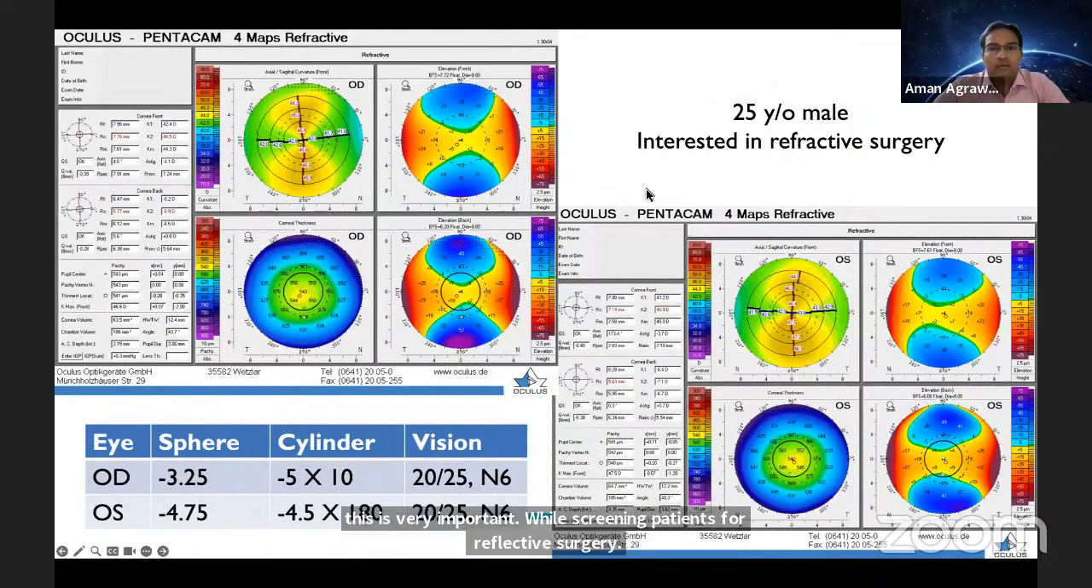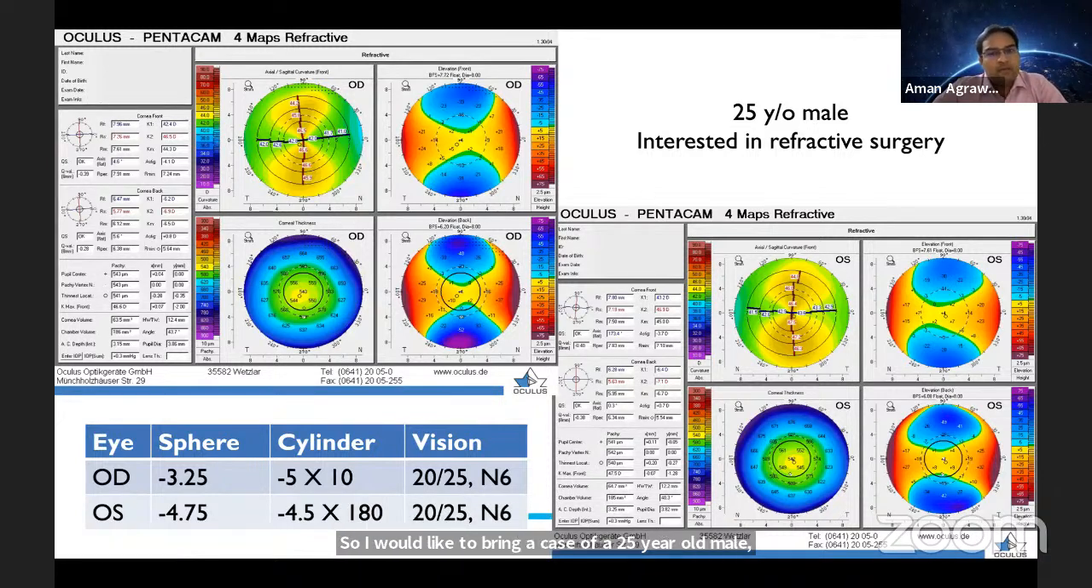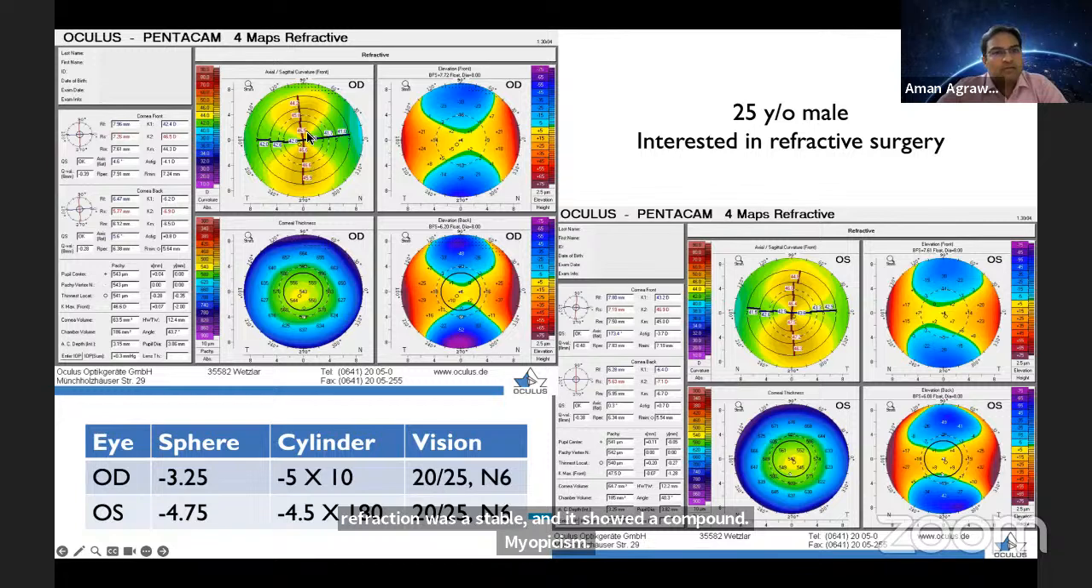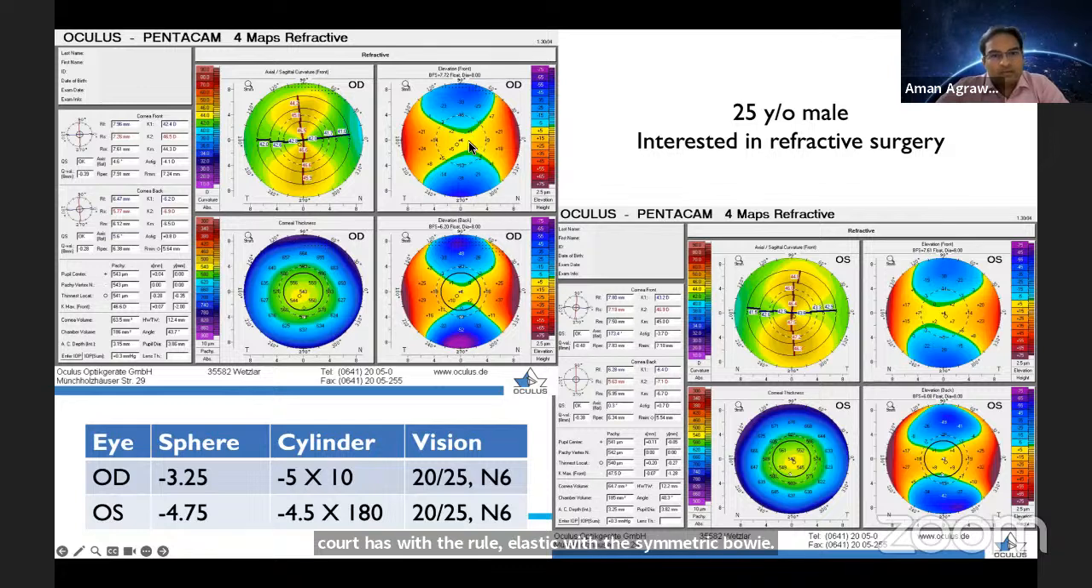I would like to bring a case of a 25-year-old male who was interested in refractive surgery. The refraction was stable and it showed a compound myopic astigmatism. We can see here that the patient has a very high cylinder, and the tomographic analysis revealed that the cornea has with-the-rule astigmatism with a symmetric bow tie. When we look at the elevation values, we see that there are no abnormal elevation values in both the front and the back maps, and the distribution of the pachymetry is also reasonably good.